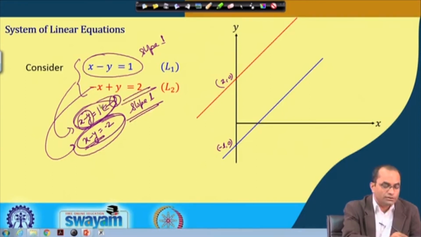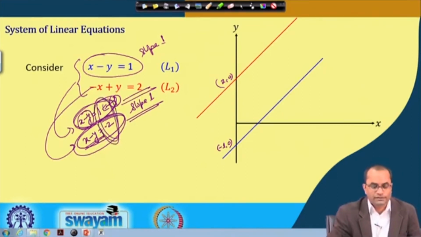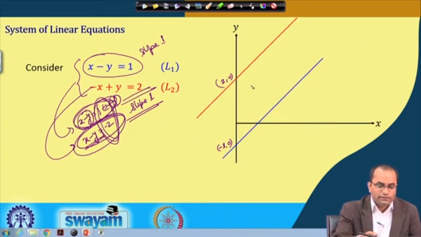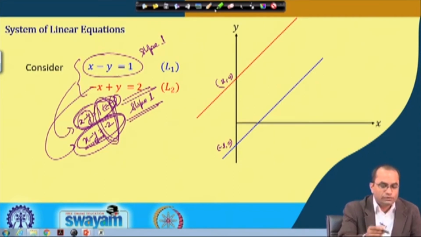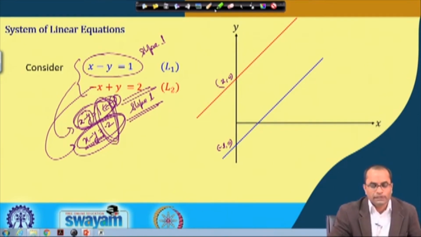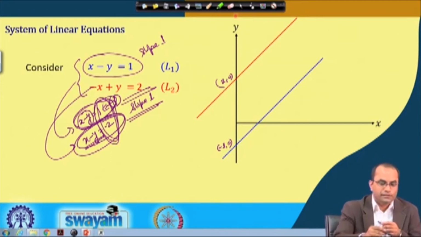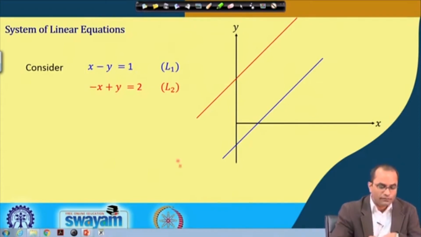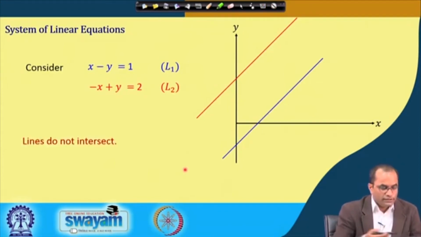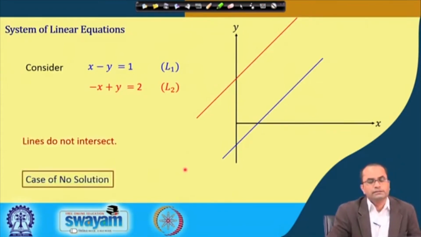So, it is not possible to have a point which satisfies both the equations, and the geometrical interpretation also says the same, that these two lines do not intersect, and hence we cannot have a solution for this given system of equations. So these lines do not intersect, and this is the case of no solution.